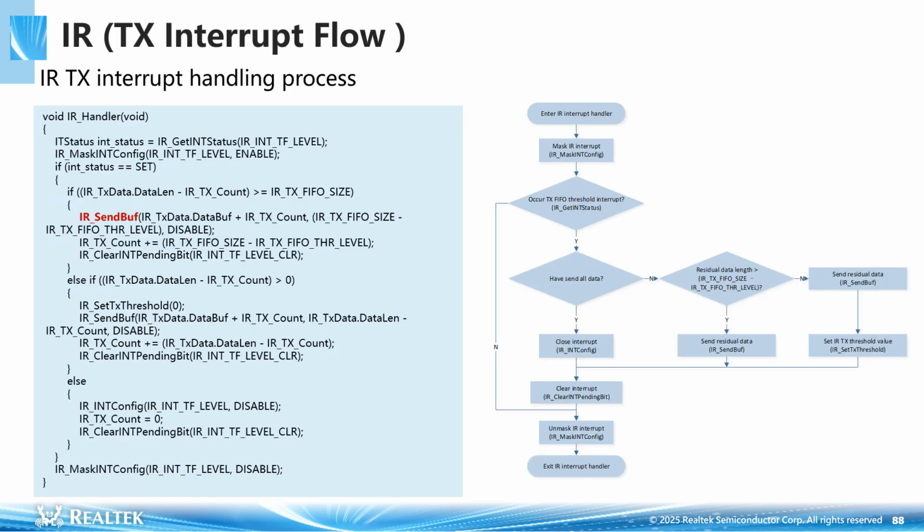IR transmission data can be sent using the IR send buff function. After enabling interrupts, if IR data exceeds the FIFO threshold, an interrupt will be triggered. You can process the data for transmission within the interrupt handler. If the data size is larger than the transmit FIFO threshold, the data needs to be split into multiple packets for sending.